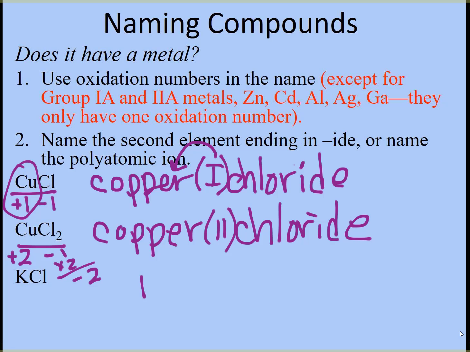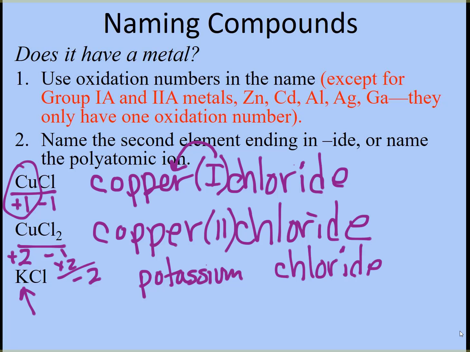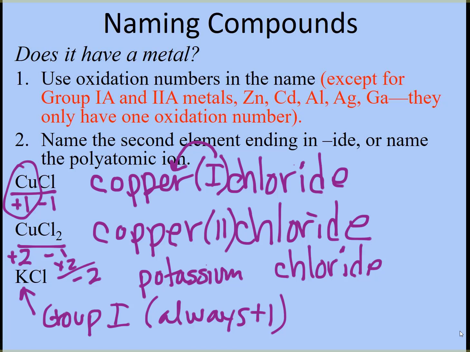So potassium, and this is another chlorine. So drop the ending, IDE. Now potassium is a group 1 metal, and it is always a +1. Because of that, I don't have to tell people. So this is just potassium chloride. You wouldn't say potassium 1 chloride. That's because it's always a +1.